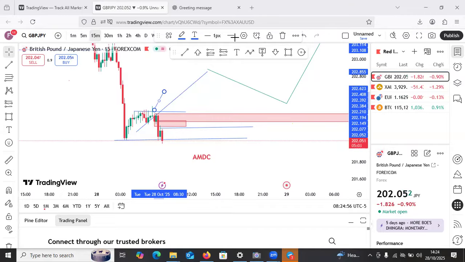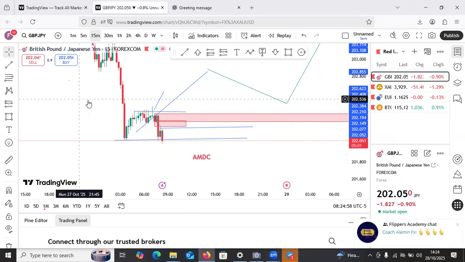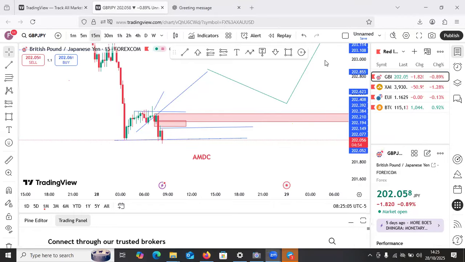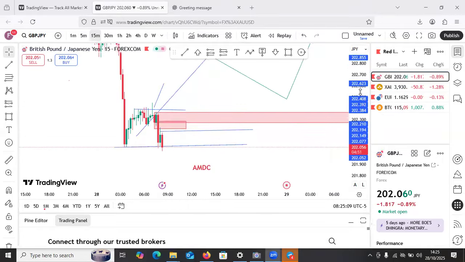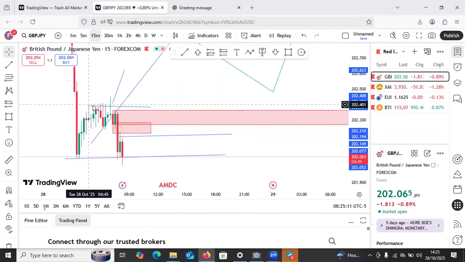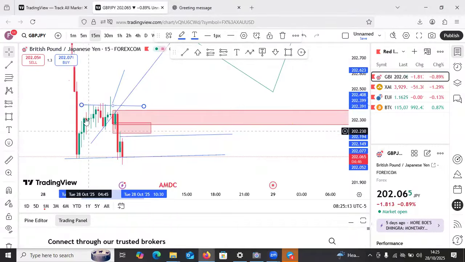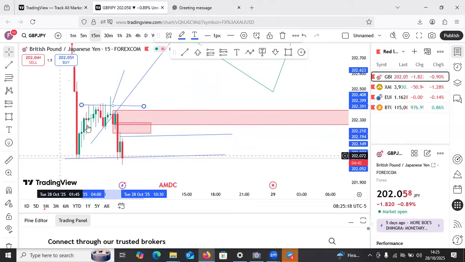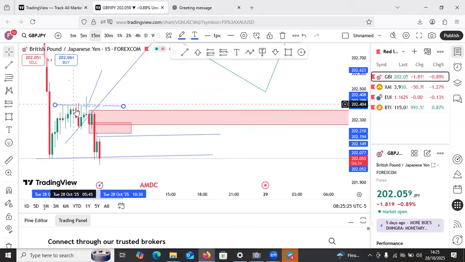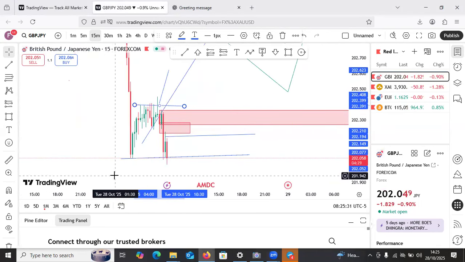Yes, no, because you haven't swept liquidity. Some are saying yes, some are saying no. That's why you must understand this AMDC. For me, this high is a protected high. Why? Because it just swept liquidity, my guy. Market came here before, and this is the inside high. What happened? The market swept them out before giving us the move. So it just swept liquidity.